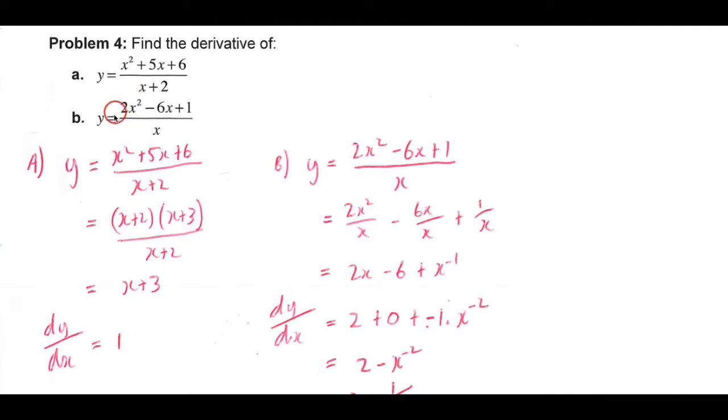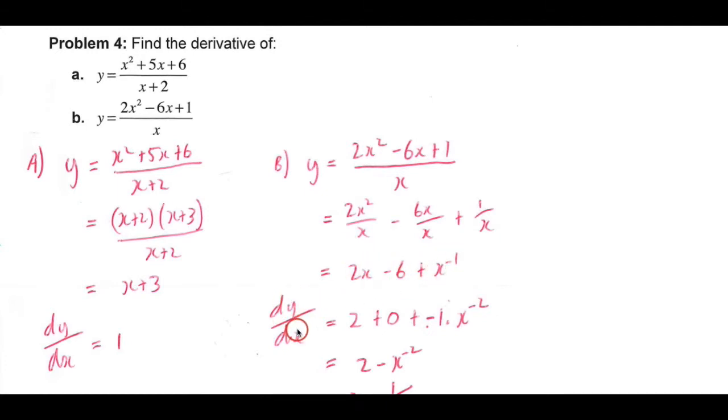In B, I've got y equaling 2x squared minus 6x plus 1 all over x. So here I have it written down, and all I want to do here is divide each term by x. So you can see I've got 2x squared on x minus 6x on x plus 1 on x. Simplifying these, I end up with 2x take away 6 plus x to the power of negative 1. This is a format that I can easily work out the derivative of.